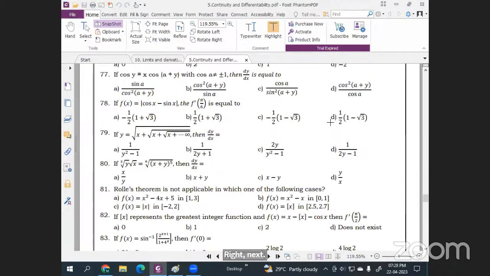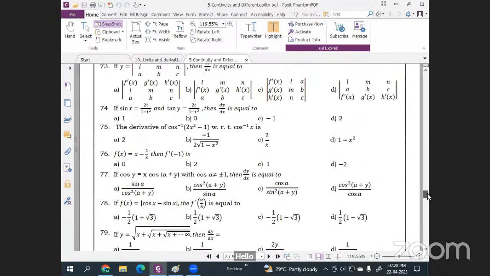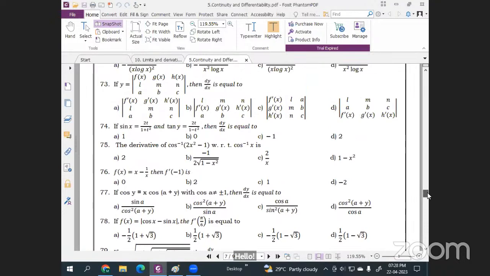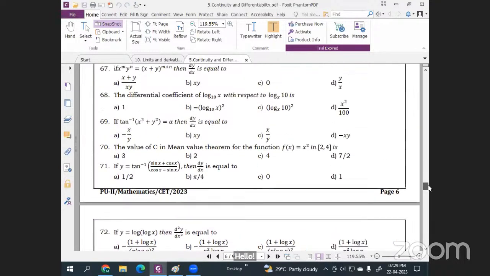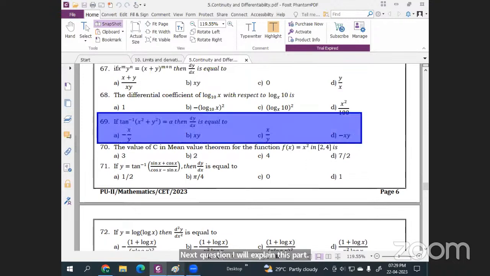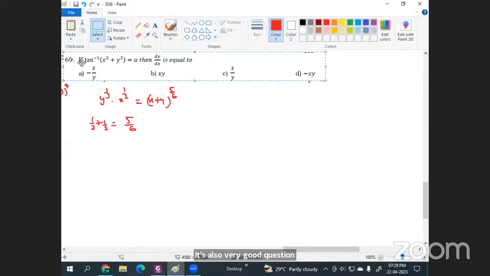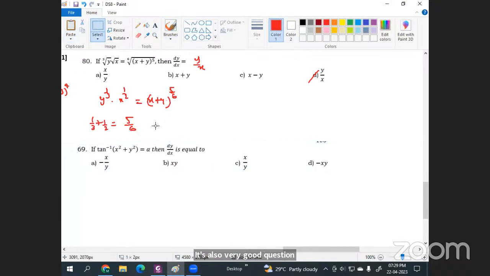Now, next question, I will explain this part. It's also a very good question. tan inverse of x square plus y square. Yeah Sakshi, less than 30 seconds.